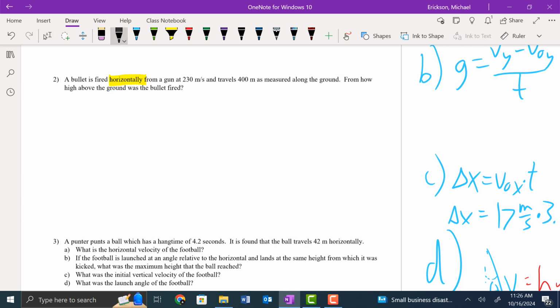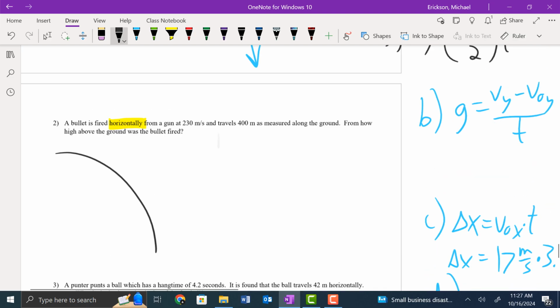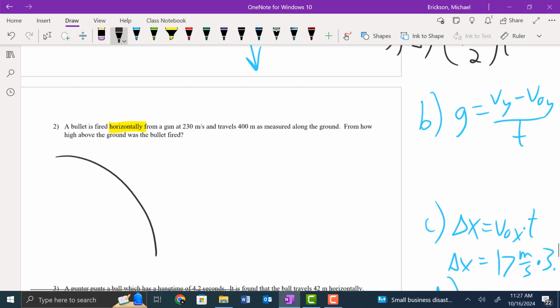So bullet fired horizontally. So once again, we have this half parabola. So just like the last problem, what we're doing is we're starting from the vertex and we're just going down. Now, why I like starting horizontally is because that means my V naught is completely horizontal, which means I have no vertical. My V naught Y is 0. So V naught is whatever my velocity is given, which is 230 meters per second. And my V naught X is equal to my V naught, which is 230 meters per second. So I actually have all the initial velocity terms. That's great. I love to see that.